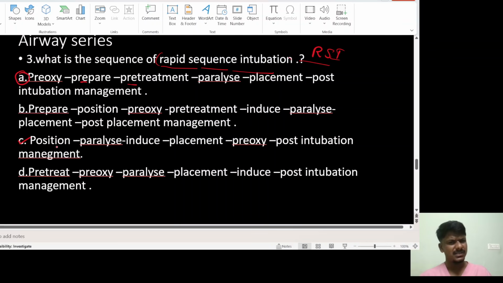First you want to view position. Yes, you can give. Paralyze the patient, then induce? No, first you have to induce, then you have to paralyze. Place the tube, then after that pre-oxygenate? No, never. Never will do. So coming to the right answer, it is your B. B for Bombay. Okay, the right option is your B.